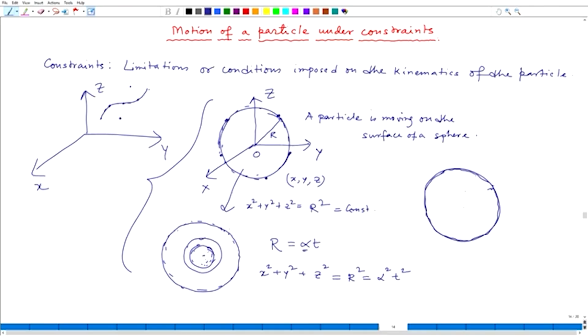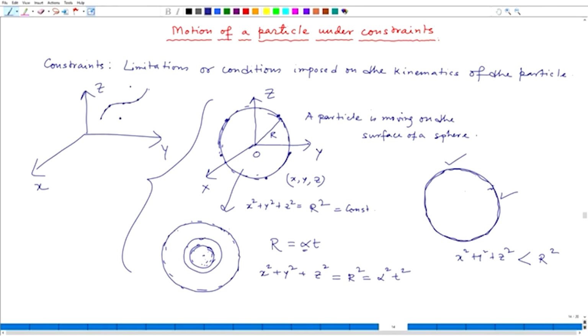Then in order to survive and continue its motion, the particle should not touch the surface, but should always be inside the surface because the surface is rigid. How to then impose the constraint? The constraint should look like this: for that particle, x square plus y square plus z square will be strictly less than r square. And this is also true whenever this sphere is actually changing its shape with time.